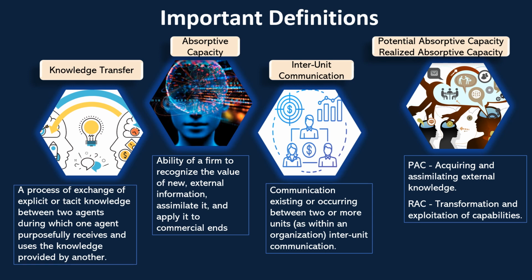Inter-unit communication is simply the communication which occurs between two or more units within the organization. Then we have two important concepts: potential absorptive capacity, PAC, and realized absorptive capacity, RAC. PAC is simply acquiring and assimilating the external knowledge, while RAC means transforming that external knowledge and exploiting its capabilities.